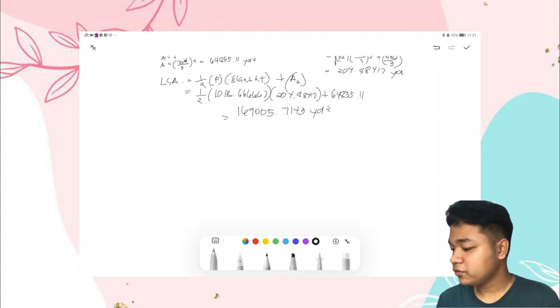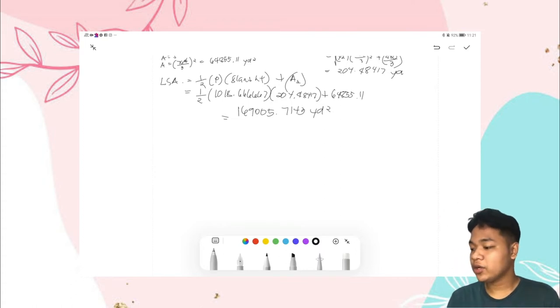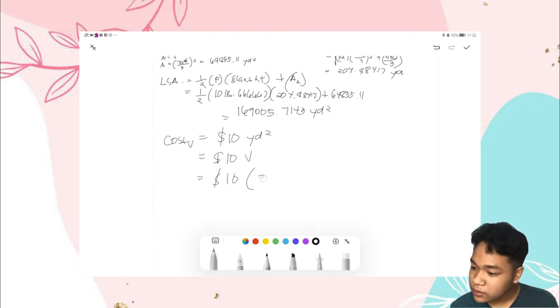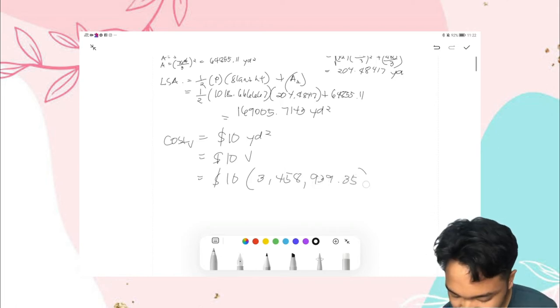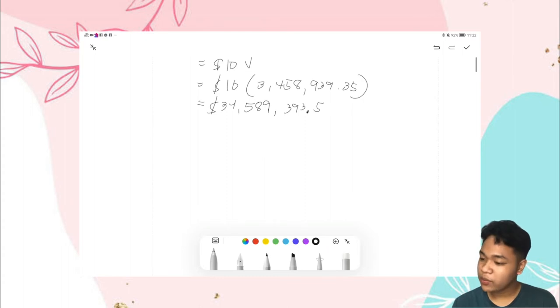Since we already have solved for our lateral surface area, our volume, and our slant height, and we already converted our givens, now we are going to solve for the cost. Our cost per volume is $10 per cubic yard. So $10 multiplied by the volume, which was 3,458,939.35. The answer will be $34,589,393.5.